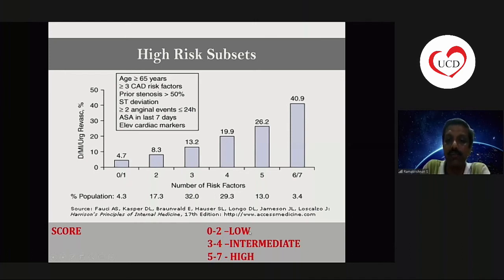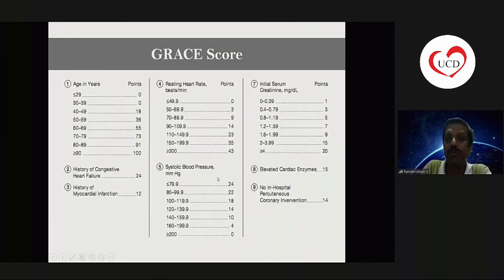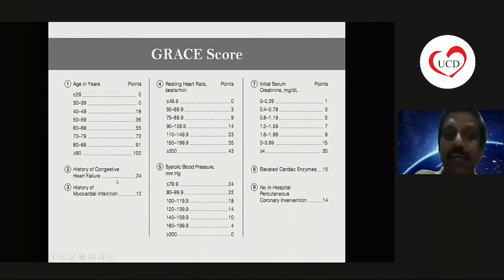0 to 2 is considered low, 3 to 4 is considered intermediate, and 5 to 7 is high. Actually, these scores don't need anything major; you can instruct your ICU staff. The nurses can calculate and tell you. It's a very simple score. It just needs age in years, history of congestive heart failure, history of myocardial infarction, resting heart rate, systolic blood pressure, elevated cardiac enzyme, PCI or not, and then initial serum creatinine.